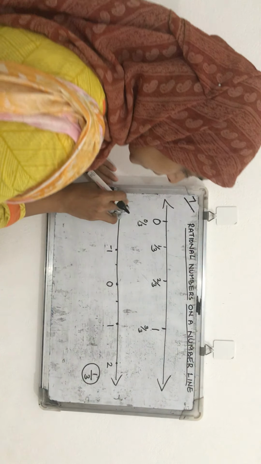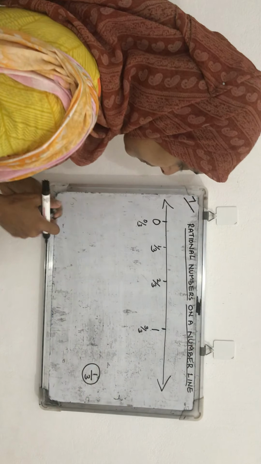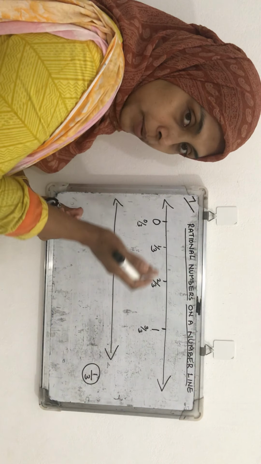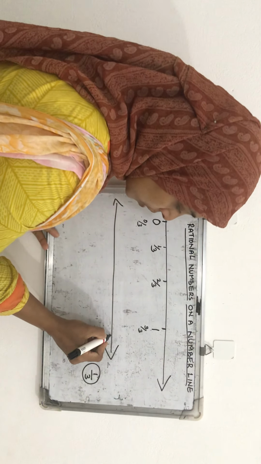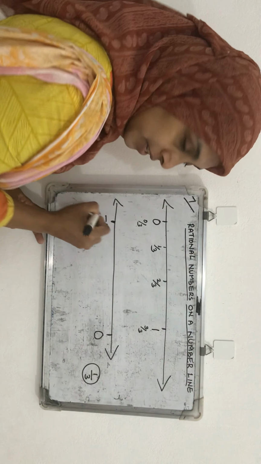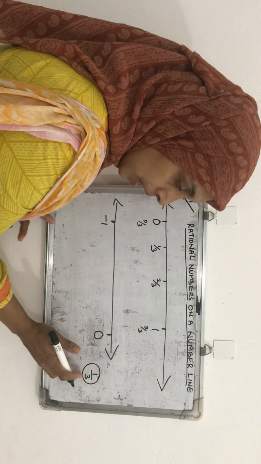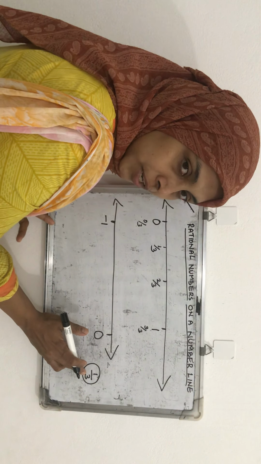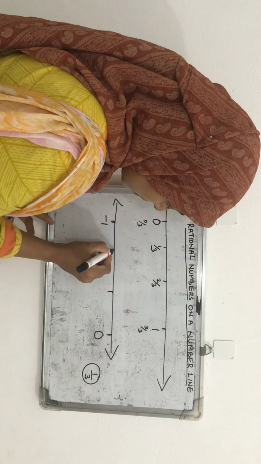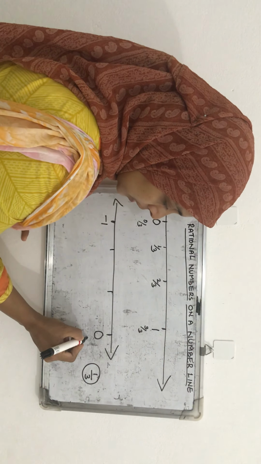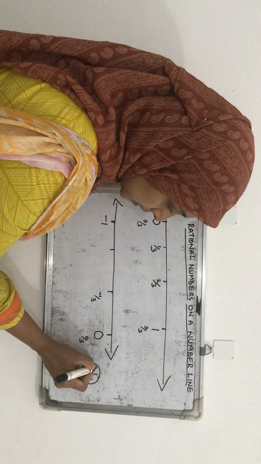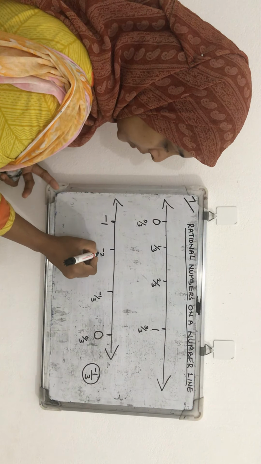Suppose we want to represent minus 1 by 3. Which integers do we want to mark? Minus 1 by 3 will be in between 0 and minus 1. So we mark 0 on the right side and minus 1 on the left side. After that, according to the denominator, here the denominator is 3, so we divide this unit distance into 3 equal parts. So this will be 0 by 3 and this will be minus 1 by 3, and here minus 2 by 3.